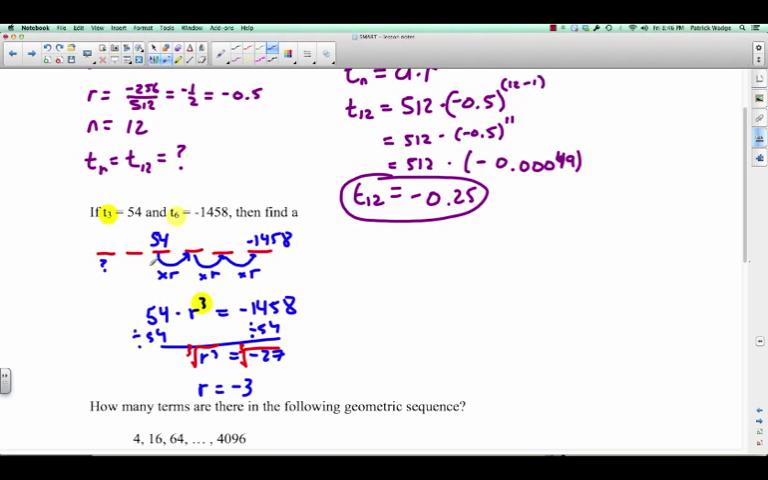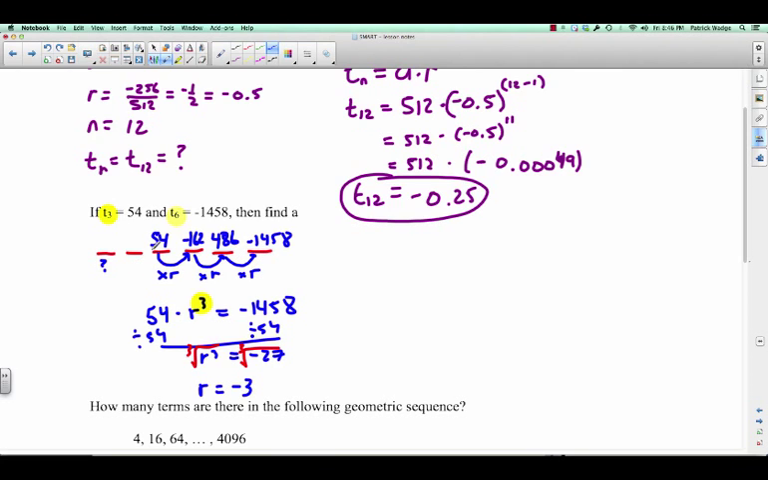Okay, great. Now that we know what r is, we can fill in some of these blanks. We can fill these in even though we don't need to, but why not? 54 times negative 3 is negative 162. Negative 162 times negative 3 is positive 486. And positive 486 times negative 3 equals negative 1,458.